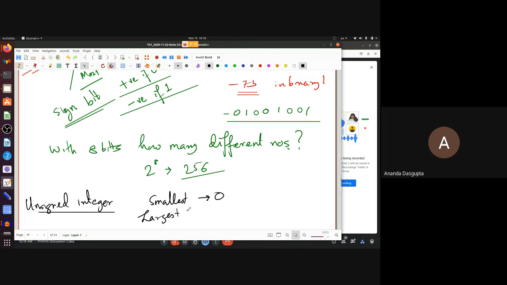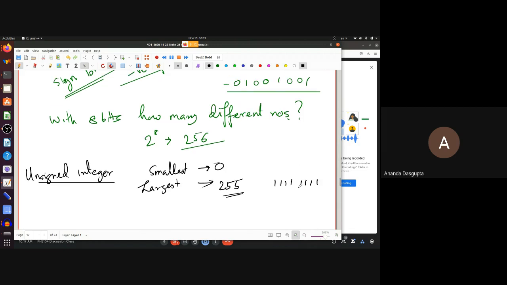What is the largest? The largest is 8 ones, which you can, of course, figure out is 255 by adding, but you can also figure out it's 255 simply from the fact that there are 256 numbers. If you start from 0, where would you end up when you have 256? Because you are starting from 0, it's actually 255 where you end up and not 256. So 255 is the largest number, 8 ones. This is when you use unsigned integers.